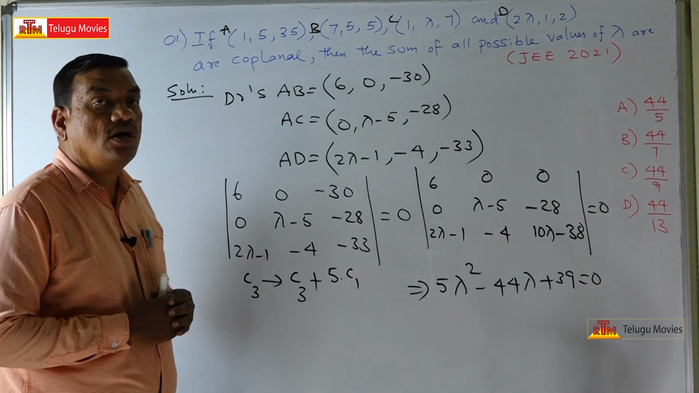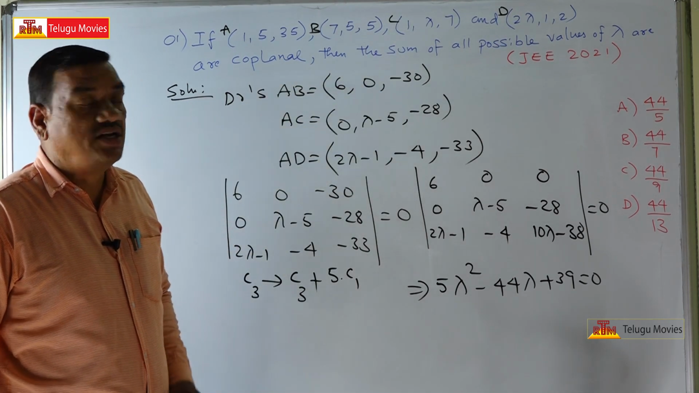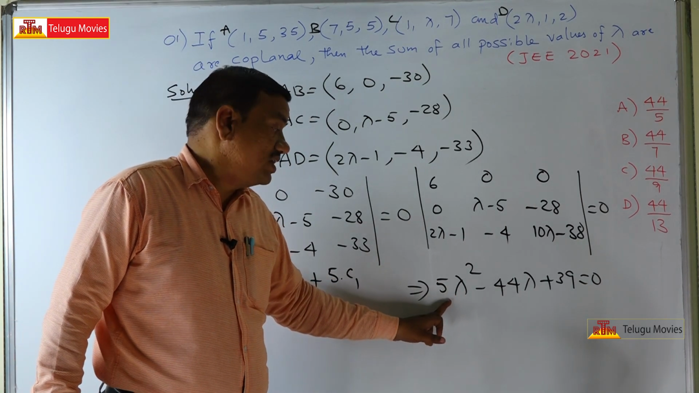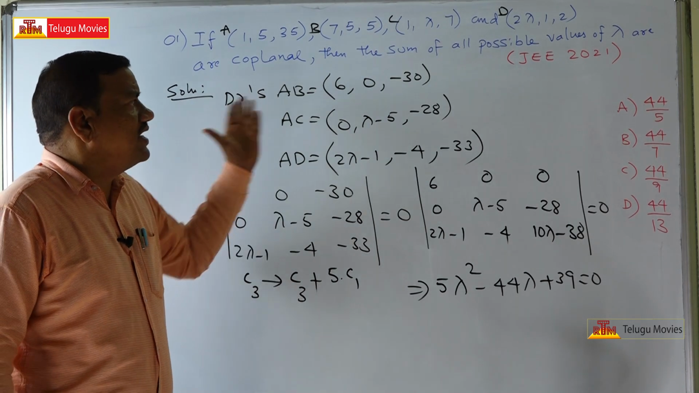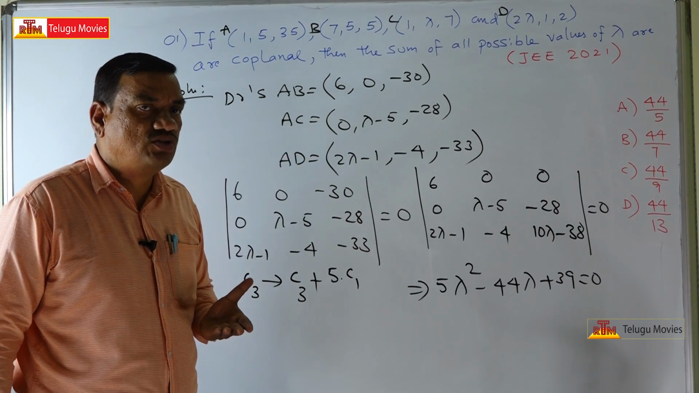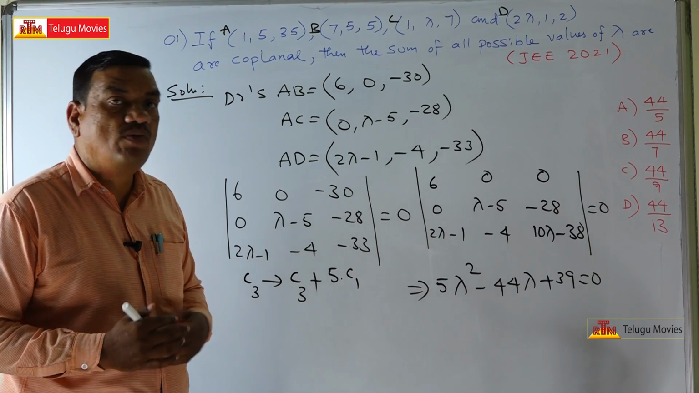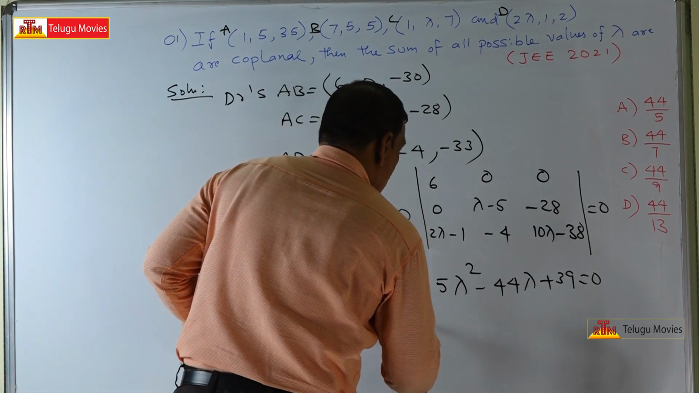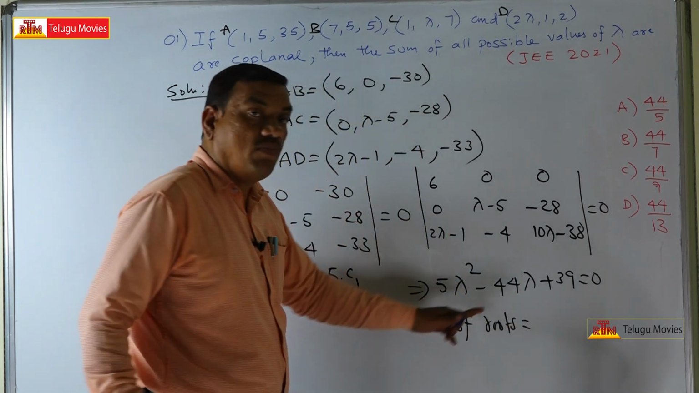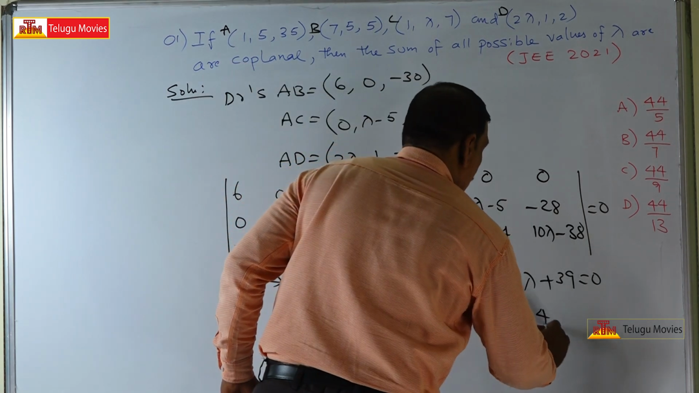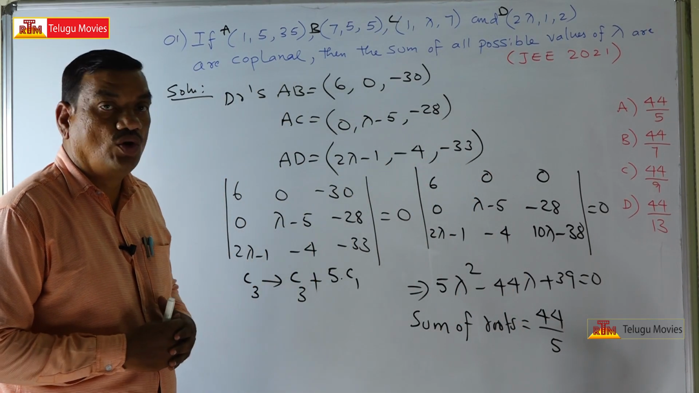Now, coming to what we have to find, the sum of all possible values of lambda. It is a quadratic equation in lambda, and lambda will have at most 2 values. Sum of all possible values means the sum of the roots. What is the sum of the roots? Sum of the roots is equal to minus b by a, that is equal to 44 by 5.